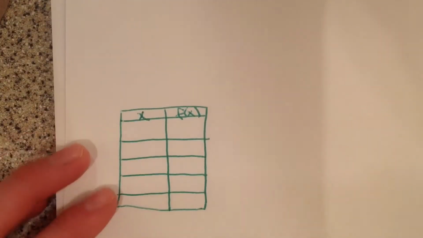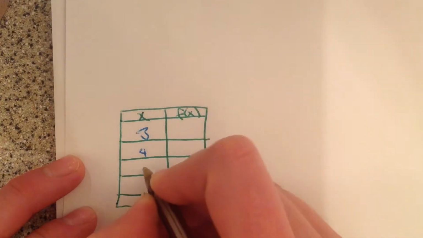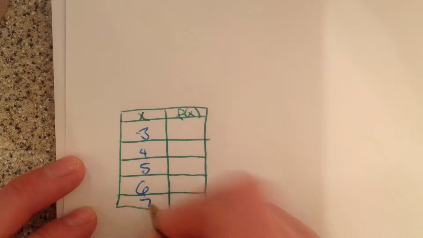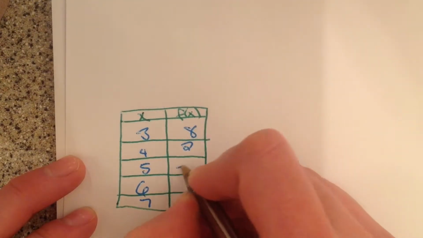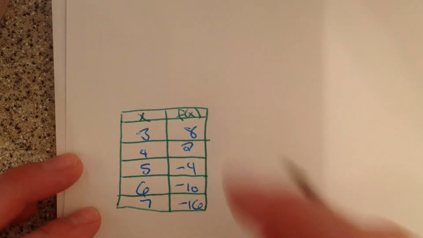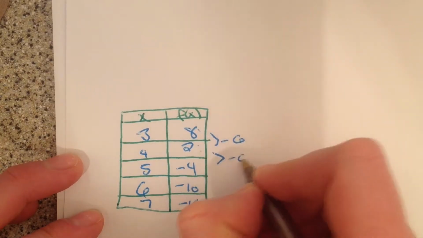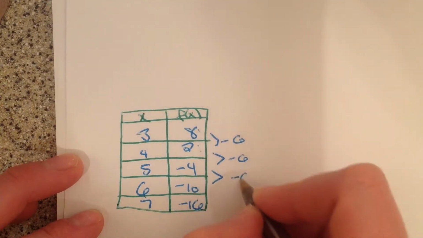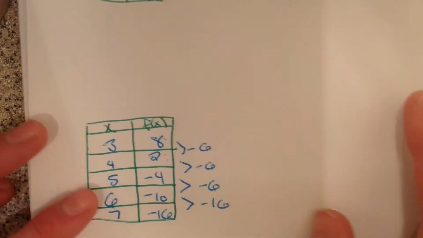Now, the last one we're going to look at is if we have the numbers 3 through 7 for our x values, and 8, 2, -4, -10, -16. So notice to go from 8 to 2, we subtract 6. To go from 2 to -4, we subtract 6. To go from -4 to -10, we subtract 6, and so on. So this is a linear function.